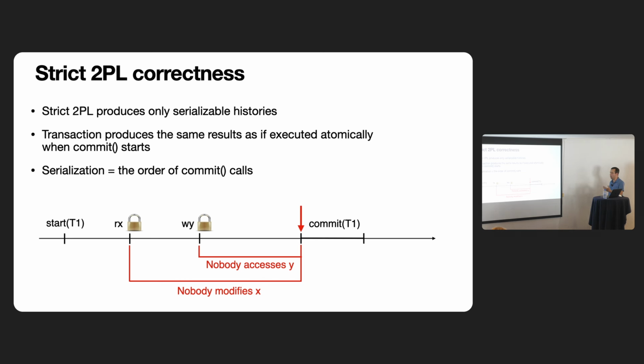And that means that you can pick as the serialization the order of commit calls. Right? So serializability requires you to produce an order that gives you a sequential execution. And this order is the order of the times when you start the commit of the transaction. Okay. So this is just the intuition. It's not the formal proof, but hopefully it will help. Any questions? I can see some confused faces.